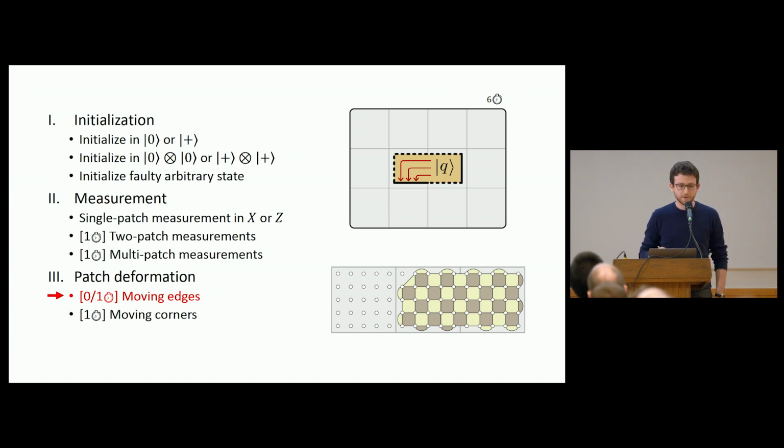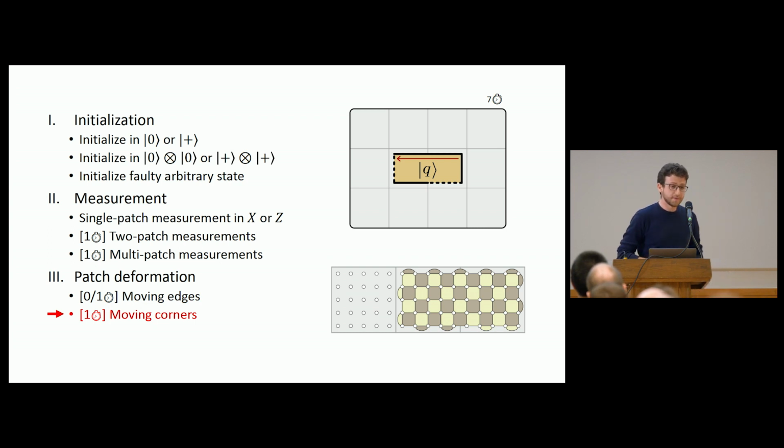And you can even move corners of patches. So for instance, we can move this top right corner to the top left. This means changing the stabilizer configuration, measuring this for D code cycles, so it costs 1 time step. Okay, so these are the rules of the game.